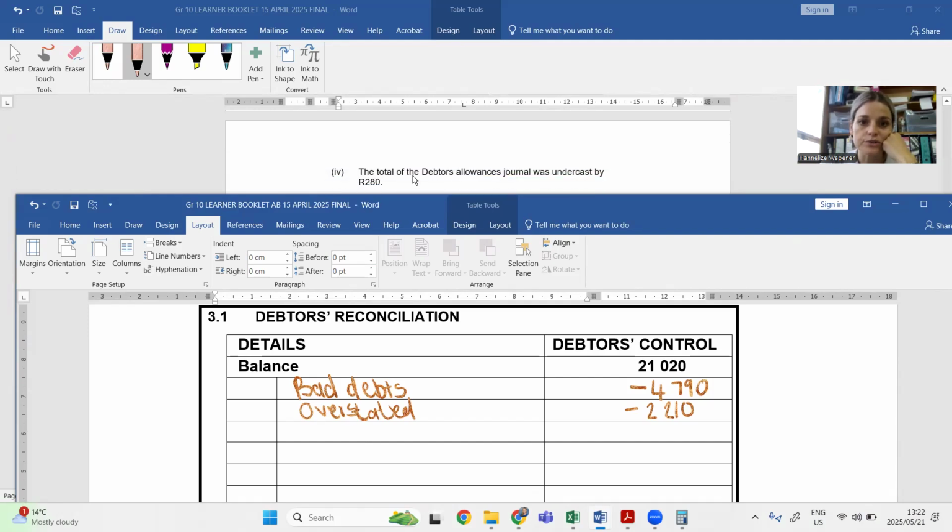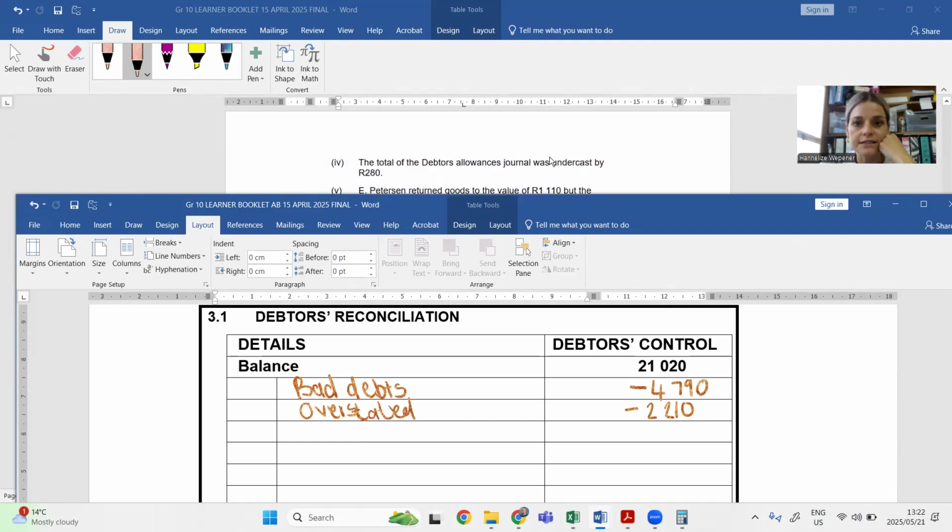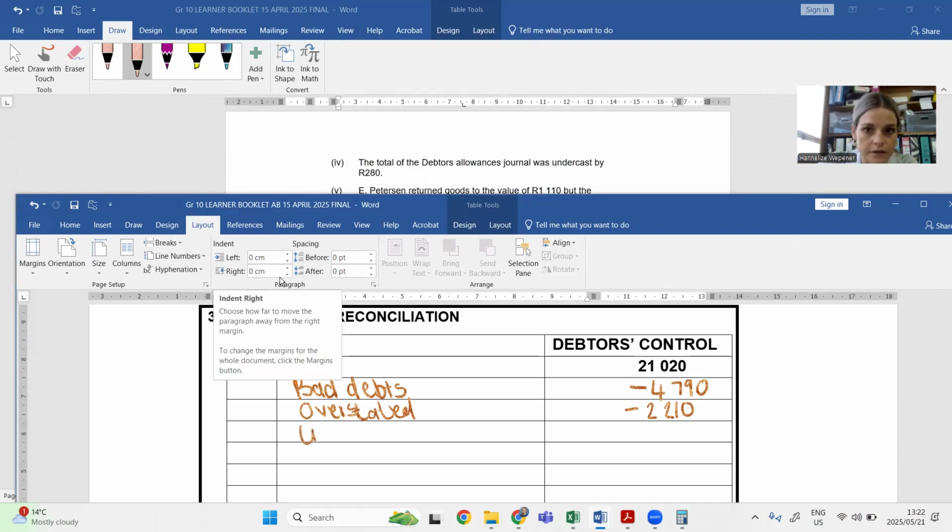Then you also undercast your debtors allowances journal. So there was also an undercast.